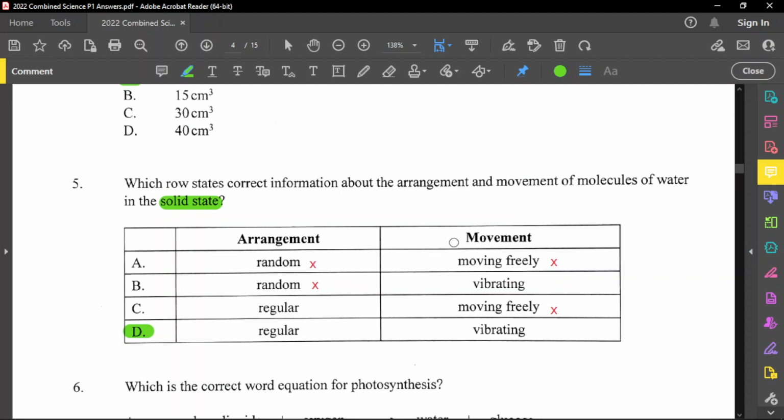For the movement of the particles, for a solid, they do not move freely. So therefore they only vibrate about their fixed position. So therefore option D is the correct answer.